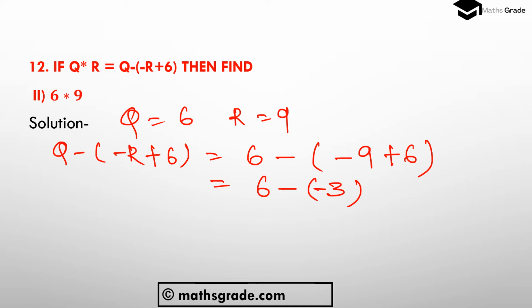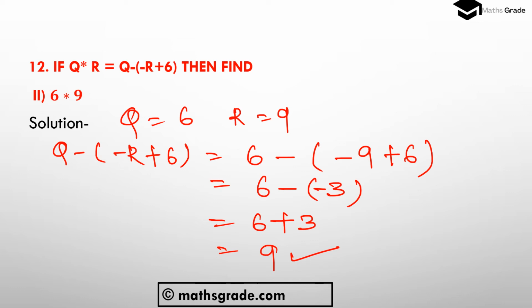Now 6 minus of minus 3, and minus multiplied with minus is plus. So 6 plus 3. Here both 6 and 3 are positive integers. When we add two integers which are of equal sign, then just add the two integers without sign, that is 6 plus 3 is 9, and both are positive integers. So it is plus 9, that is 9.